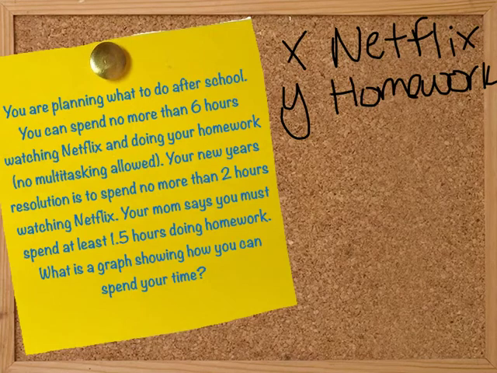And let's write some equations. I can spend no more than 6 hours total watching Netflix and doing homework. So when I add them together, they have to be less than or equal to 6 hours because I cannot spend more than that. I can spend 6 hours, but I cannot spend more than 6 hours.